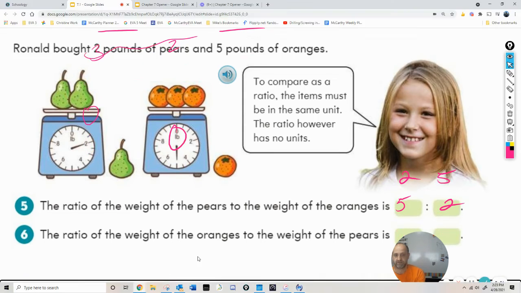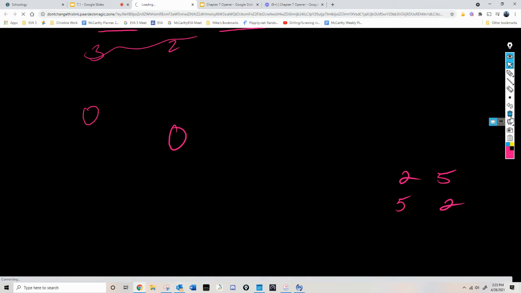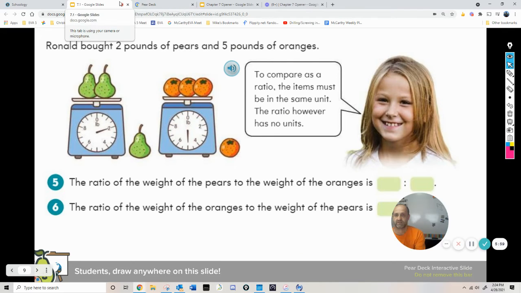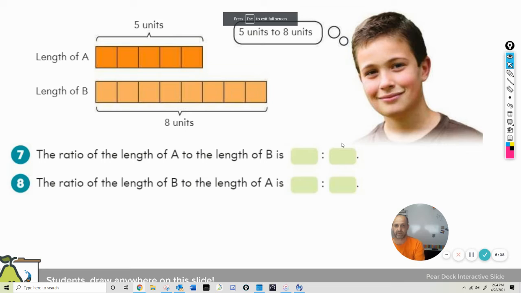Moving on. What is this? There. Something happened. Okay, good. I'm where I belong. Okay. Here we go. The ratio of the length of A to the length of B is blank to blank.